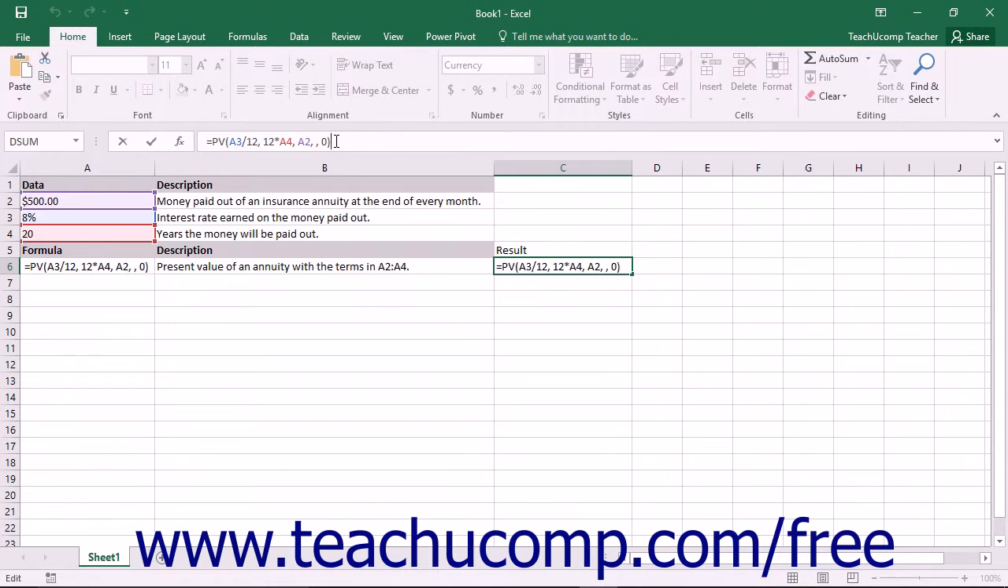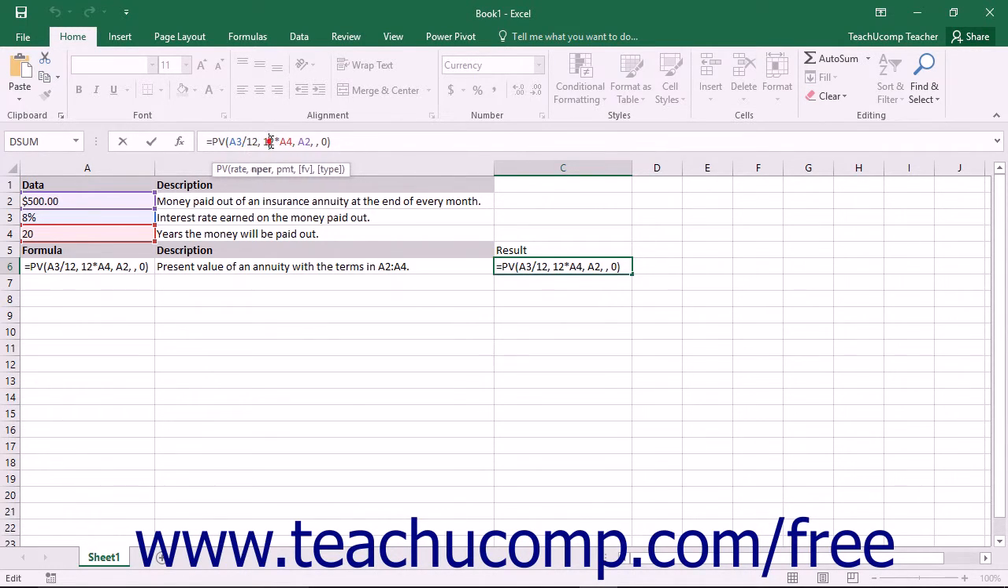The different arguments are, first of all, the rate, which is required. This is the interest rate per period. For example, if you receive an interest rate of 6% per year on a loan, the monthly rate on the payments would be 6% divided by 12, or 0.5%. You could enter 6% divided by 12, or 0.5%, or 0.005 into the formula for the rate argument.